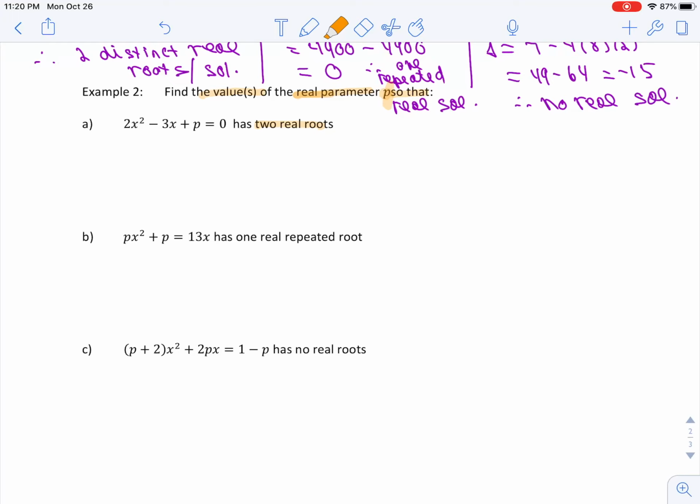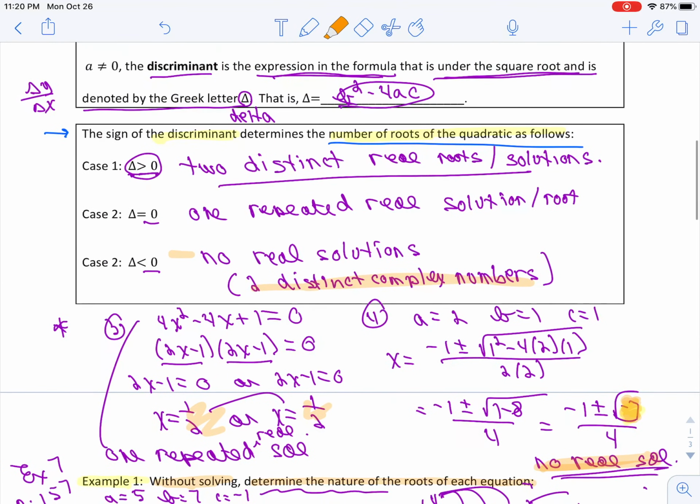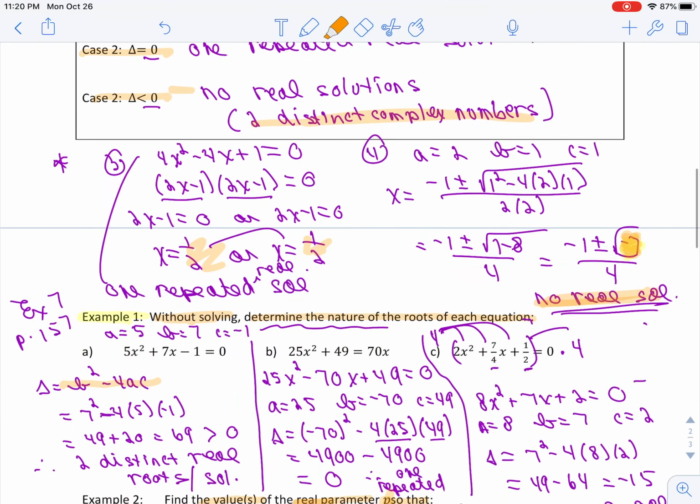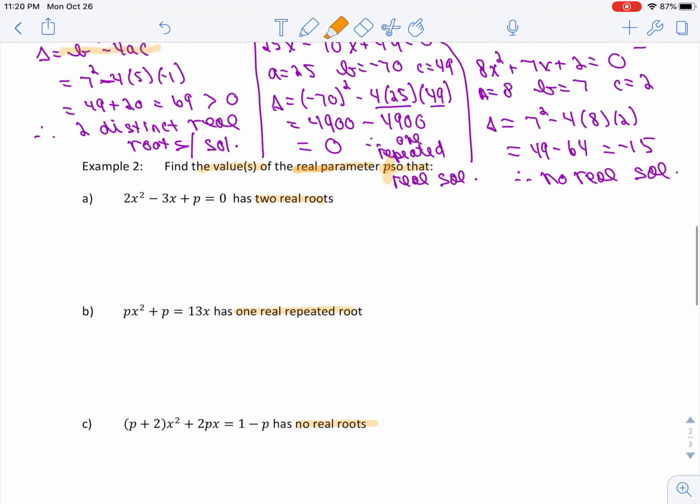equations. In one of them, we want the equation to have two real roots, one to have one real repeated root, and one to have no real roots. So they're just having you practice these different situations up here. So notice that the first one is already in the correct form, ax squared plus bx plus c equals 0. So we can say in this one that a is 2, and b is -3, and c is p.